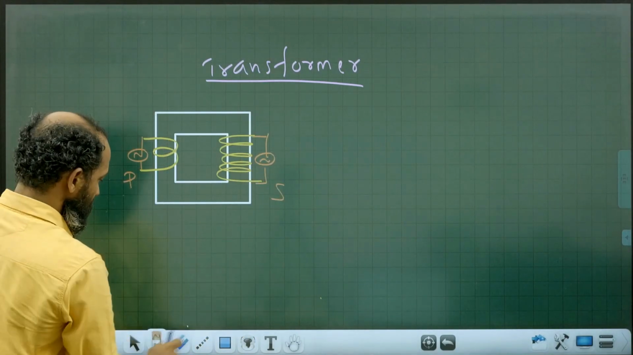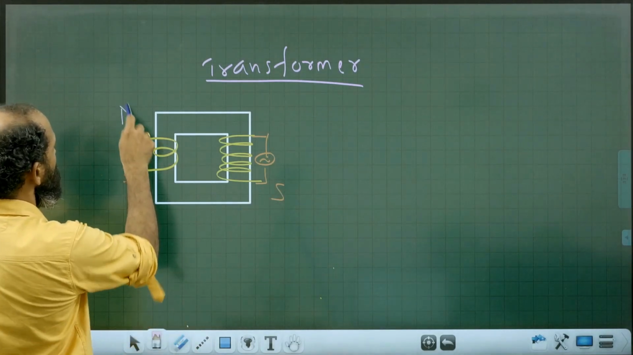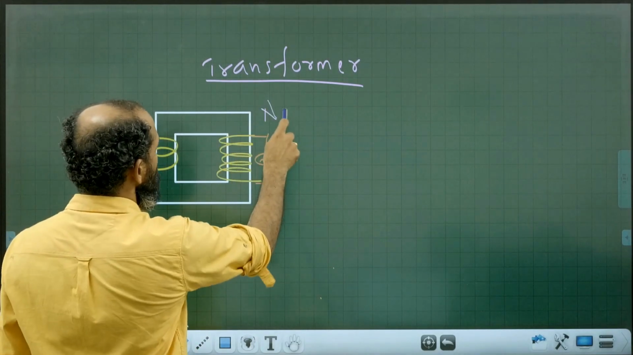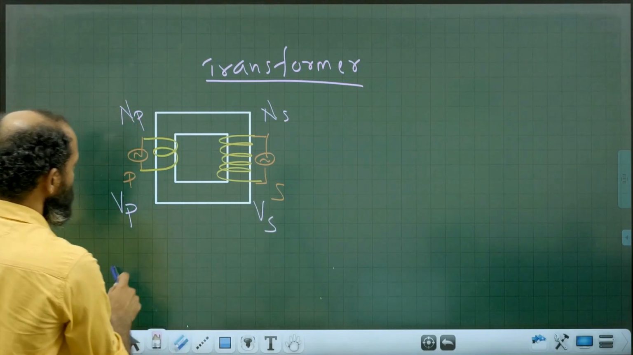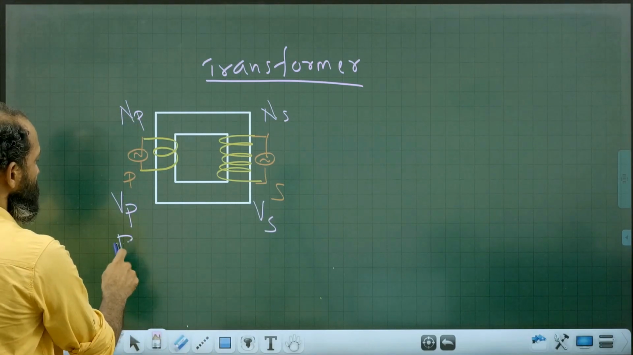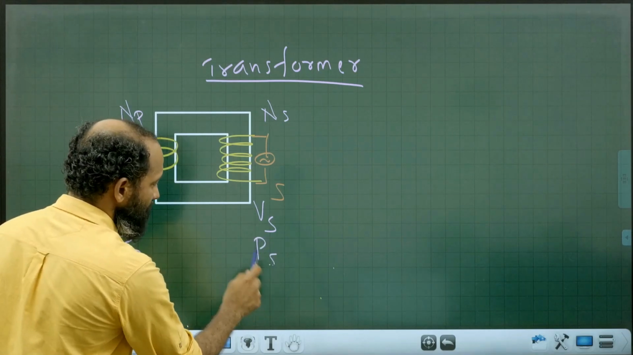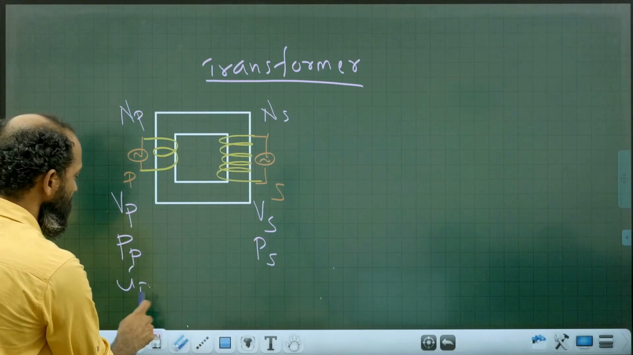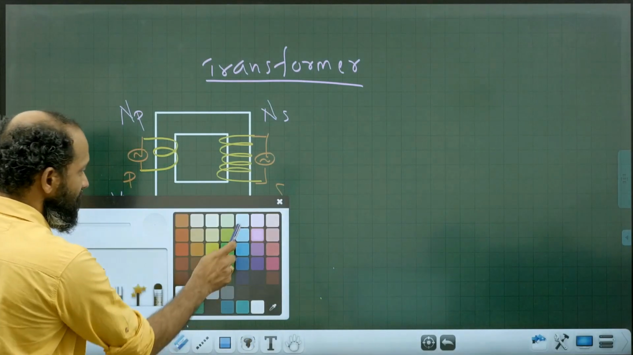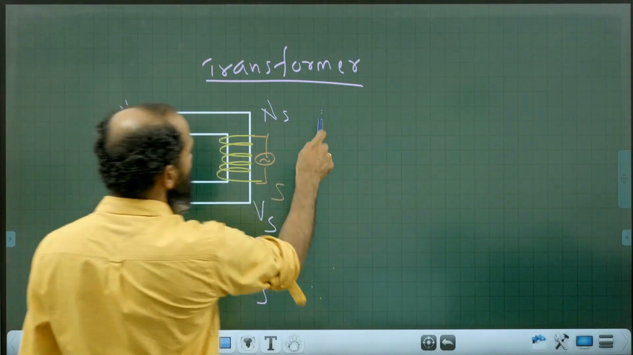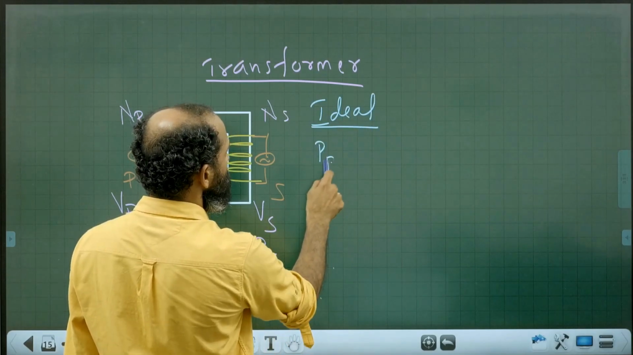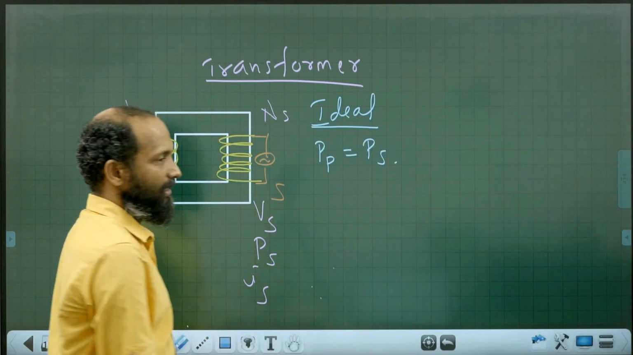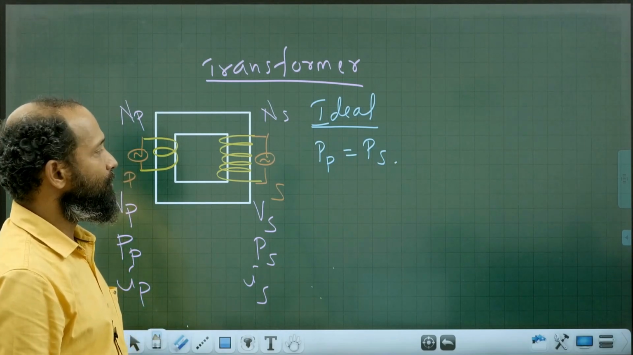Primary, secondary. Number of turns in primary NP, number of turns in secondary NS. Voltage in primary VP and that in secondary VS. Then power in primary PP, power in secondary PS. Current in primary IP, current in secondary IS. For an ideal transformer, power in primary equals power in secondary. Ideal transformer means there is no loss in energy.